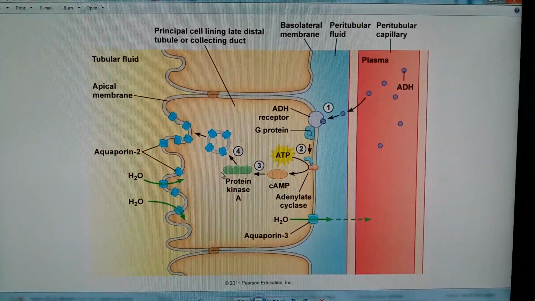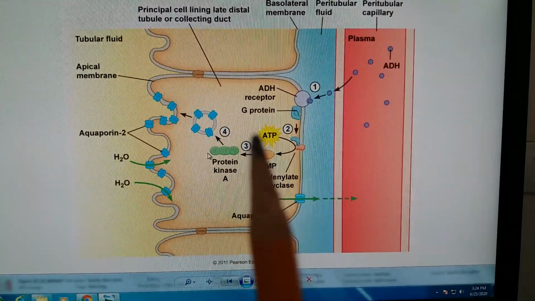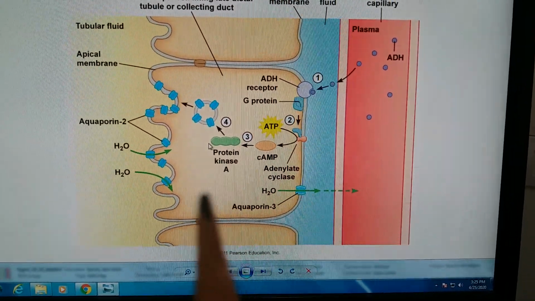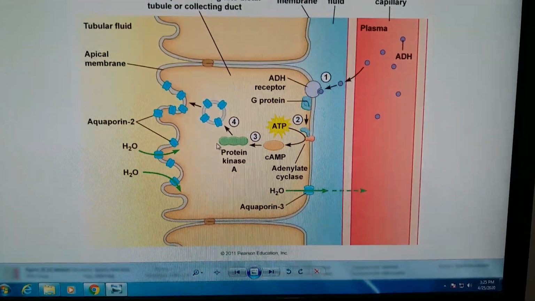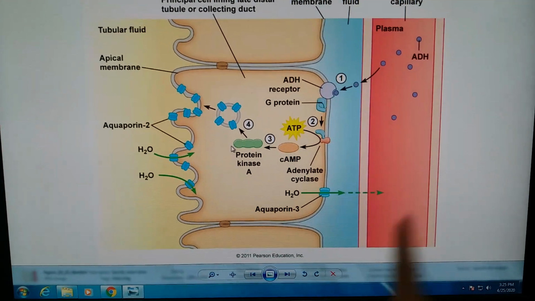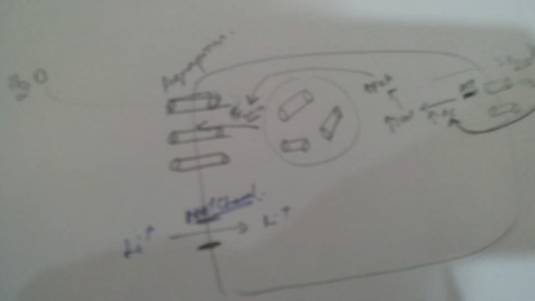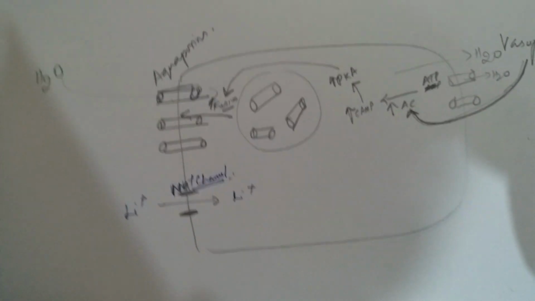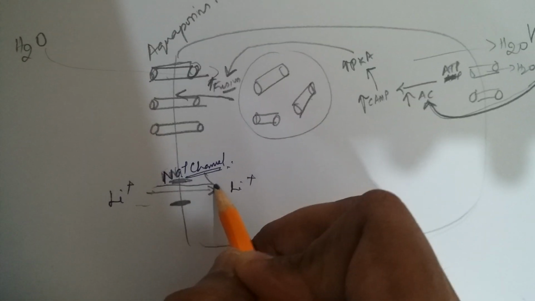Now what happens in diabetes insipidus, which is instigated by lithium? Now what does lithium do? Lithium is an ion which is similar to sodium. So it passes through the transporter which transports sodium. You can see here, this is the sodium channel which normally transports sodium, but lithium also enters through this sodium channel.